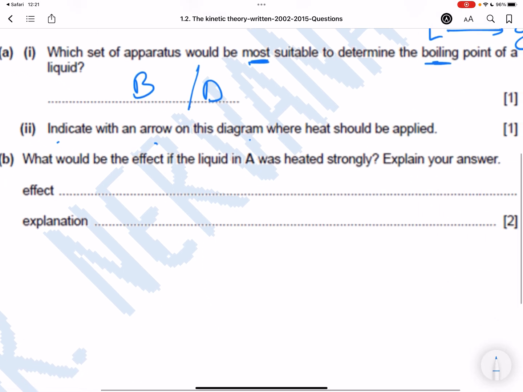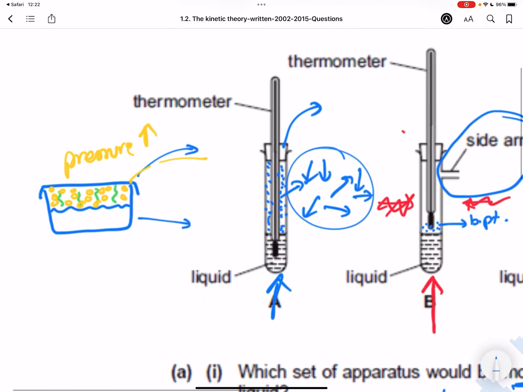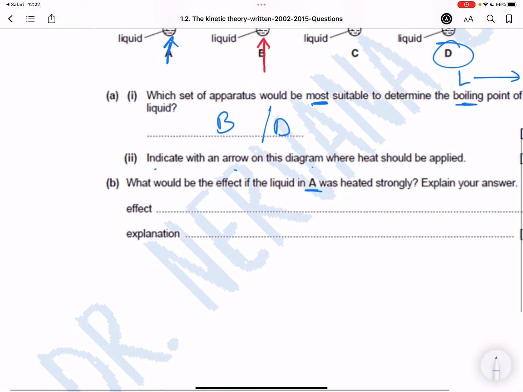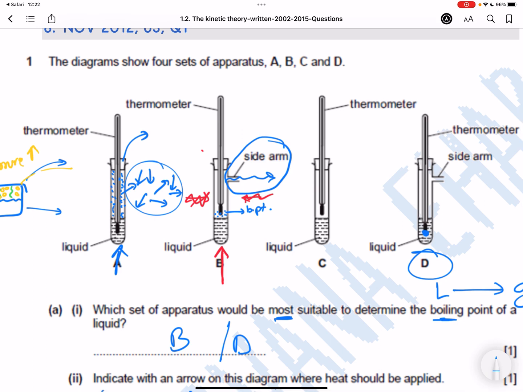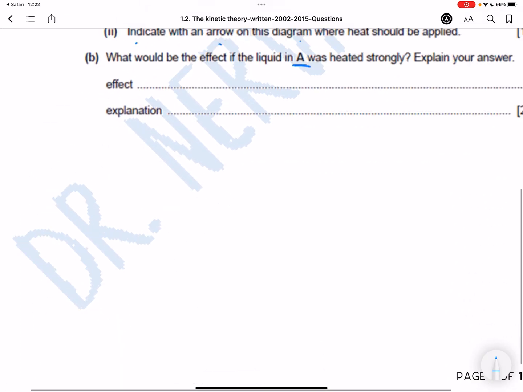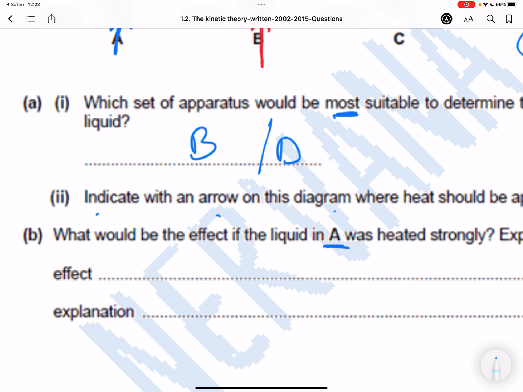What would be the effect if liquid in A was heated strongly? So they're talking about the scenario where you're heating a completely closed container, like no place for the gas to escape. Now, the good thing about B and D is that the gas can escape. So the pressure will never build. The gas will just keep escaping, right? So the effect is the test tube may explode, or you can say that the bung will fly off. It will just pop out.